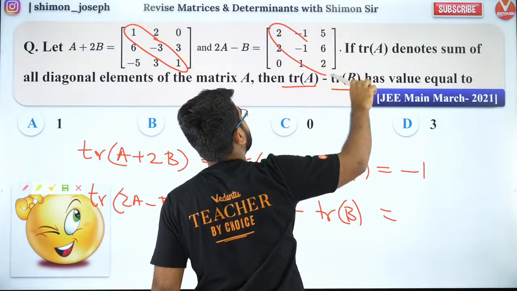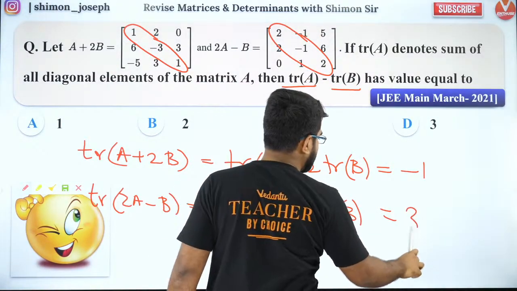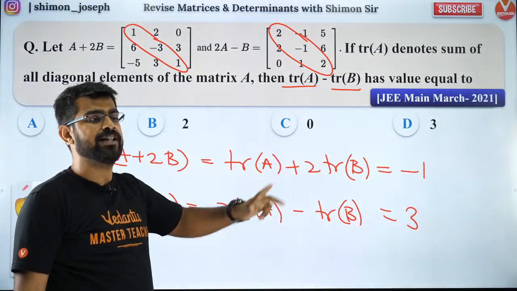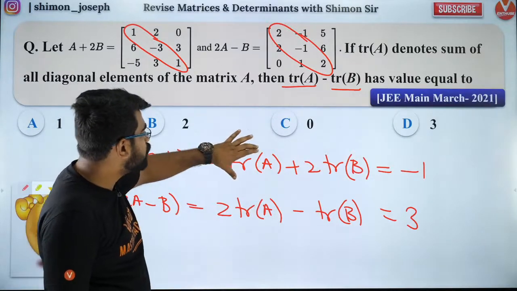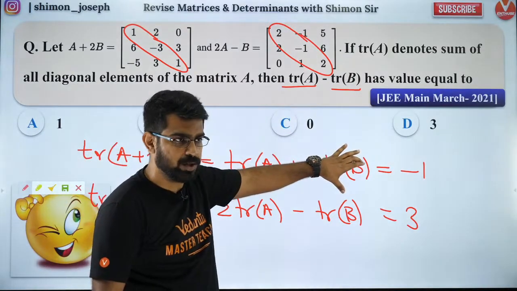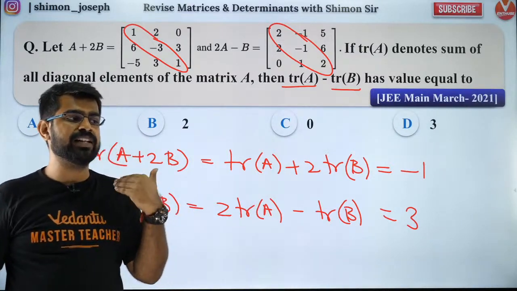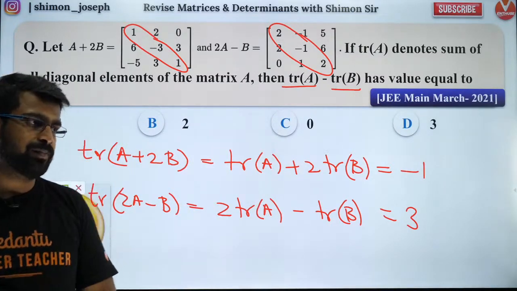Trace of this is nothing but 4 minus 1, 3. So these are two equations. Solve it and get the answer. Trace A is one variable, trace B is another variable. So you have two equations, two variables. Solve it, get the answer, you are done.